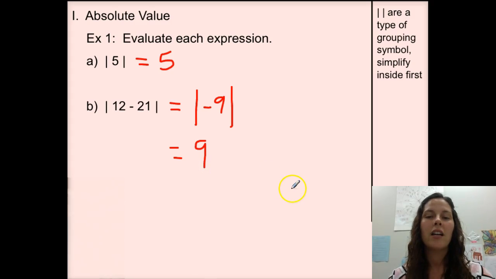So you could think about that as a friend 9 houses off to your left, but they're still 9 houses away from you.